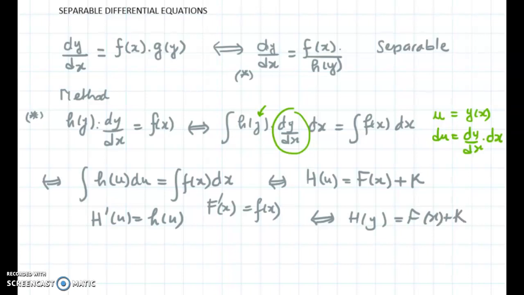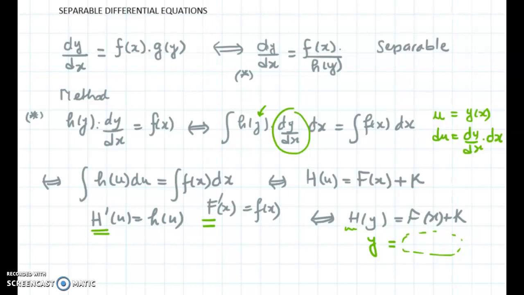So what are the key points going to be here? Well, we need to be able to find the capital H function that is the antiderivative of our h function. We need to be able to find the capital F function that is the antiderivative of our f function. And then later on, we'll see if we can write y as something else on the other side. So we'll see if we can isolate y from that function capital H. So this is the plan.